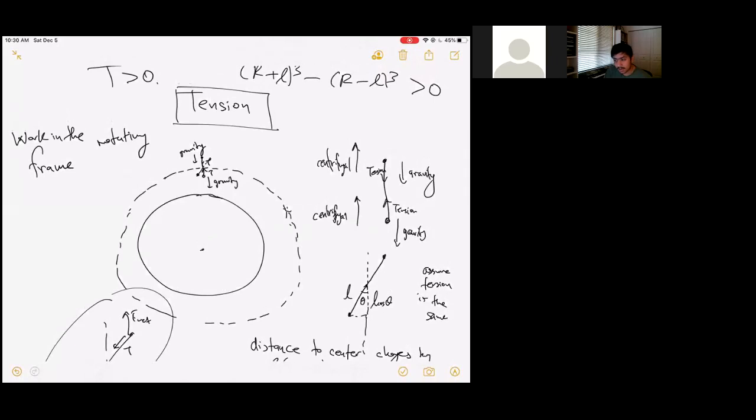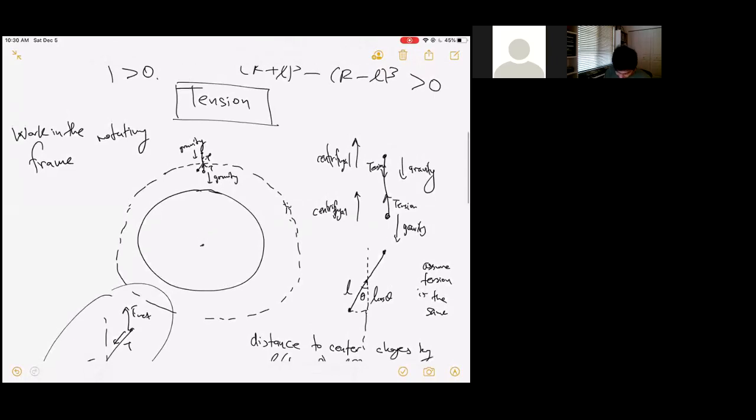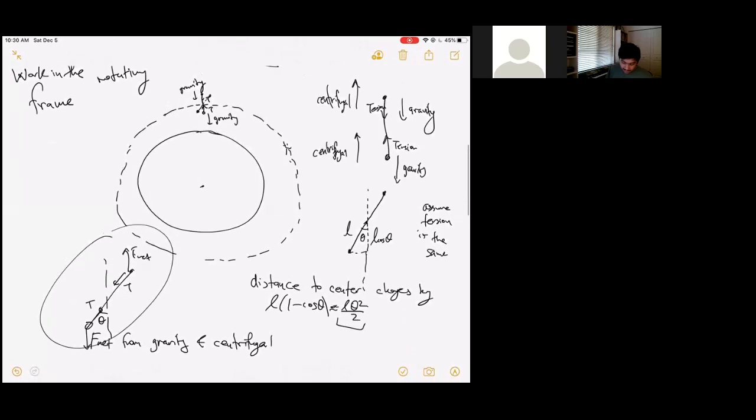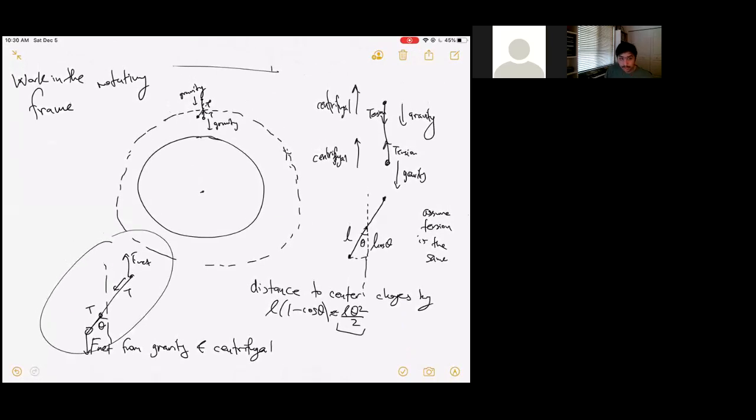Could you go over again what the point of the L times 1 minus cos theta argument was? Sure. What this is saying is the following. When I rotate the dumbbell by a lot, the distance of the masses to the center has changed. So the gravity force is different, the centrifugal force is different, so in my calculation I have to now use different values for the forces.